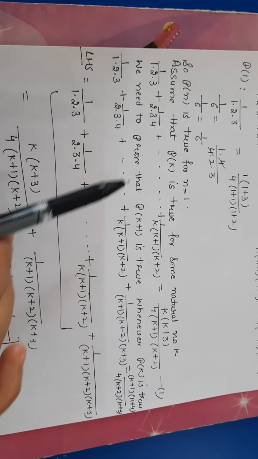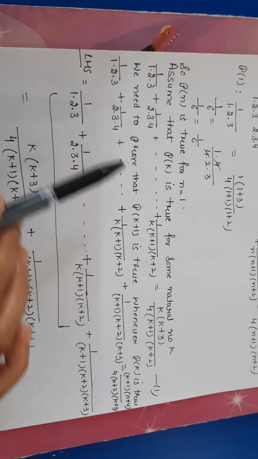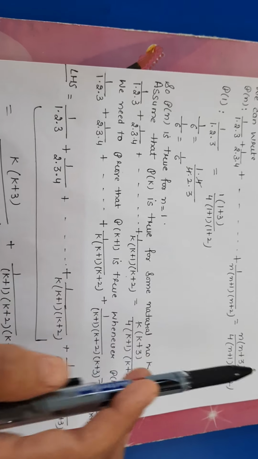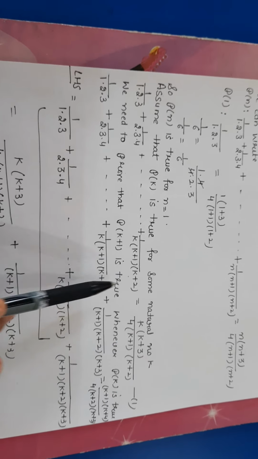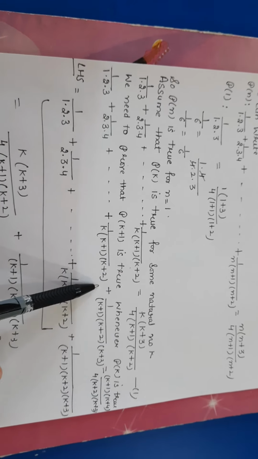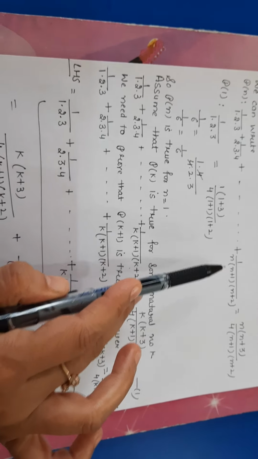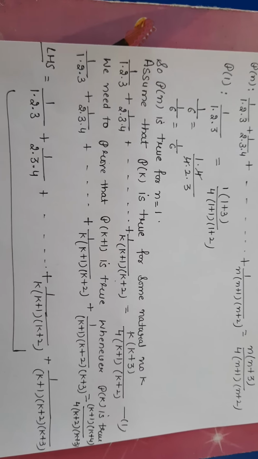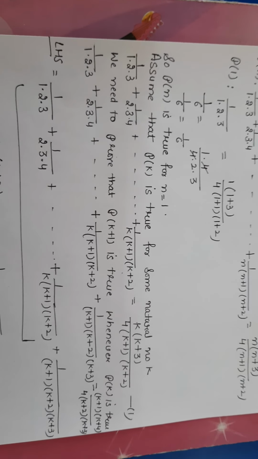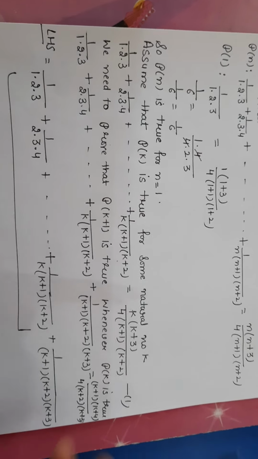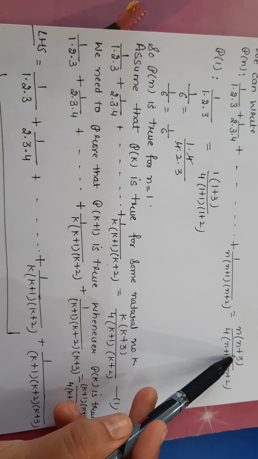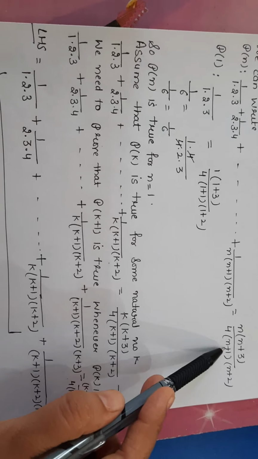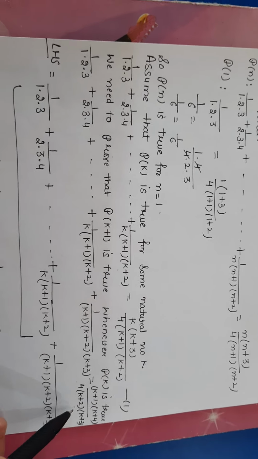So first you will write your Pk plus 1, for which we replace n with k plus 1 here and here also. First k terms we can write from this step, plus the k plus 1th term. We put n equals k plus 1. So we will have k plus 1 into k plus 2 into k plus 3. This is equal to k plus 1 into k plus 4 divided by 4 times k plus 2 into k plus 3.